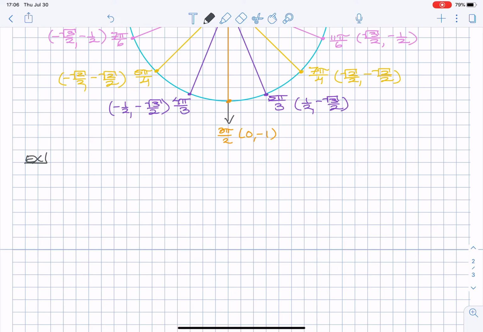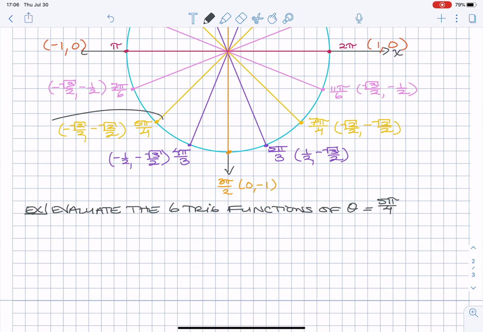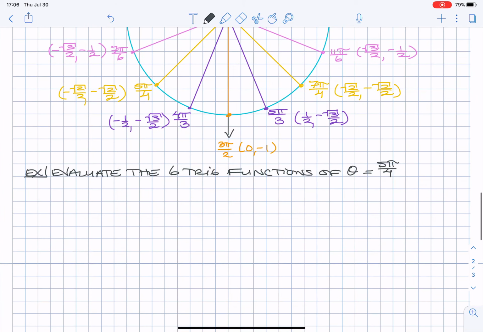So example, let's evaluate the 6 trigonometric functions of theta equals, how about let's do 5 pi over 4. So that is going to be this angle right here. Okay, so sine of 5 pi over 4 is going to be the y-coordinate at 5 pi over 4.